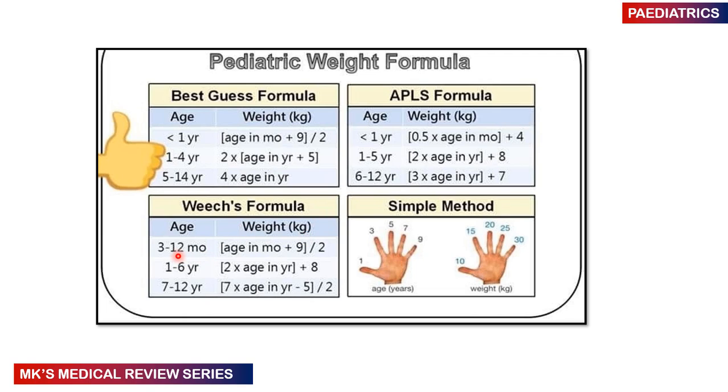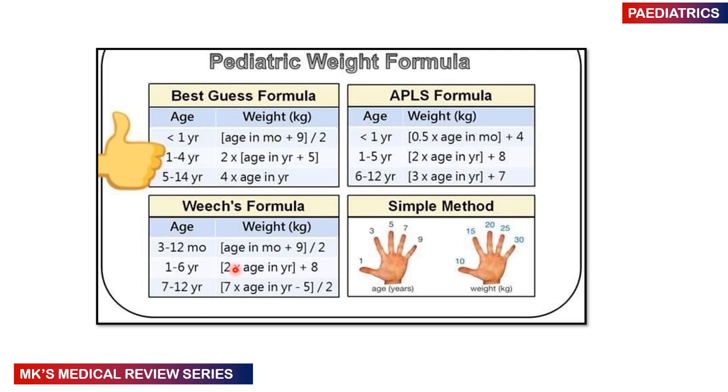For those that are between 3 to 12 months, it's the age in months plus 9, divided by 2. Then for children that are between 1 to 4 years, you say the age in years plus 5, then you multiply your answer by 2. Suppose someone is 3 years old. So 3 plus 5, that gives us 8. 8 times 2 gives us 16. If we're using this formula, 2 times 3 gives us 6. 6 plus 8 gives us 14.